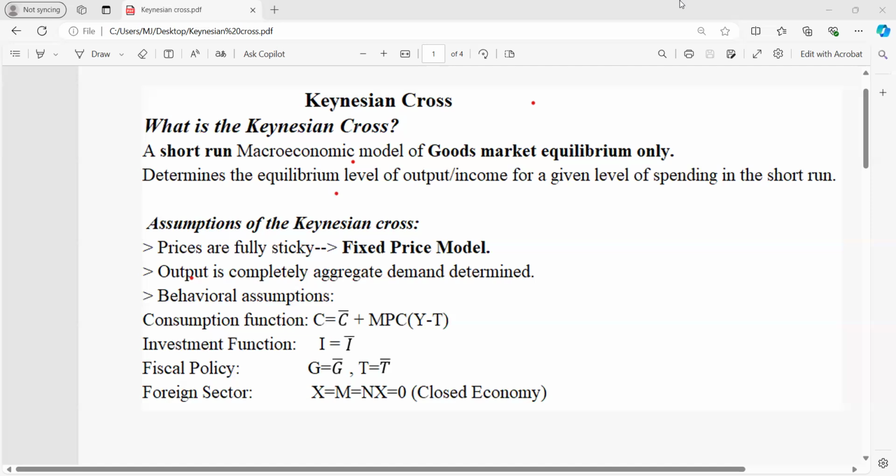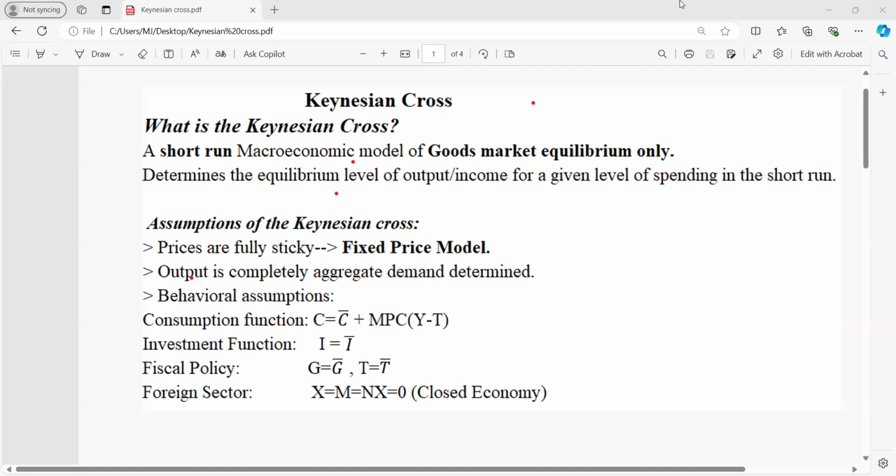Now, when it comes to the behavioral assumptions that we make in the Keynesian cross, the first is that consumption is an increasing linear function of disposable income. So over here, the C bar stands for autonomous consumption, which is the consumption level when disposable income is zero. MPC is the change in consumption due to a $1 increase in disposable income, and Y minus T is the disposable income, which is income minus taxes.